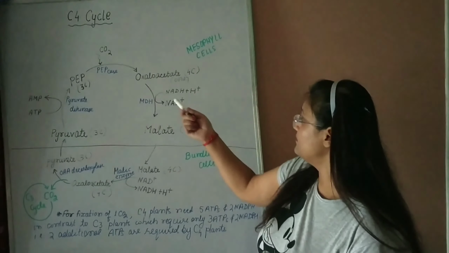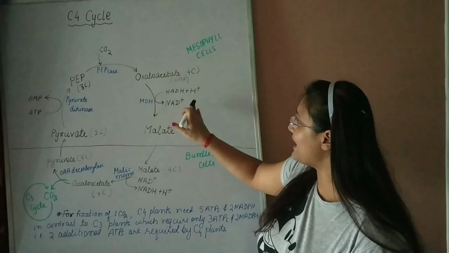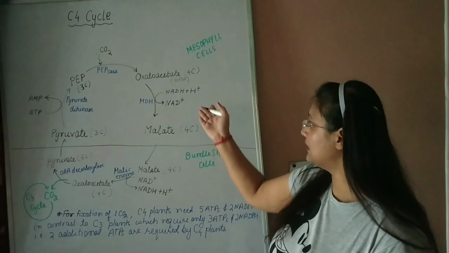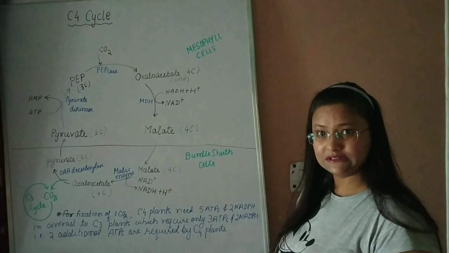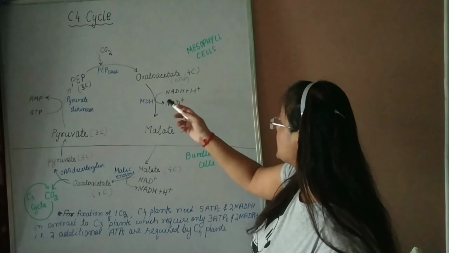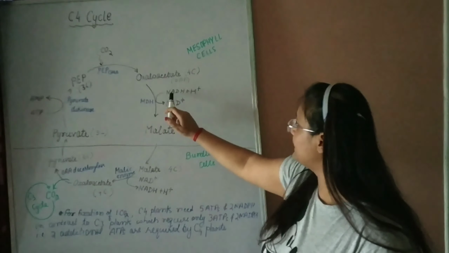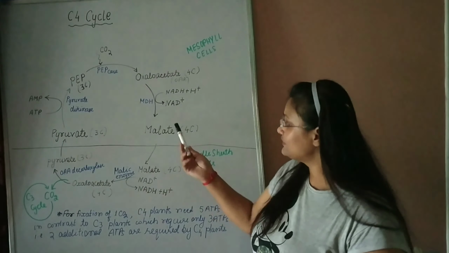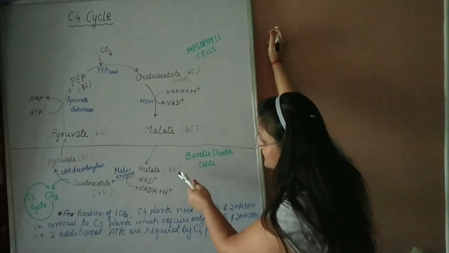So obviously, since reduction will occur in oxaloacetate, oxidation must occur in another component, because redox reactions run parallelly. Those are simultaneous reactions. So it will get reduced and NADH will get oxidized. So it will get converted into NAD+. Now malate has been formed. Now this malate can easily enter bundle sheath cells. Now it will enter bundle sheath cells.